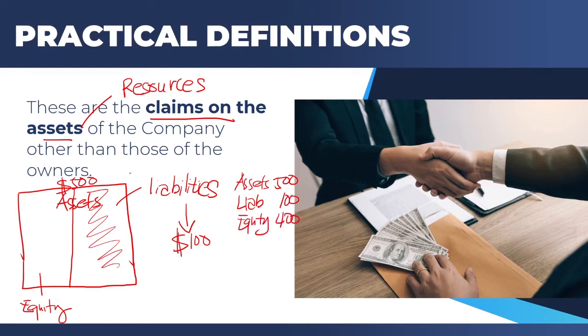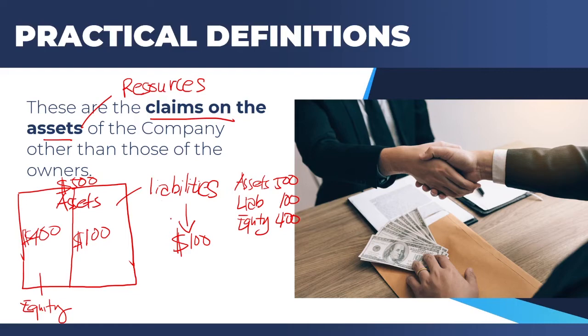So continuing with our illustration, we have 500 of assets split into 100 of liability and remaining 400 of equity. The equity we will be discussing in a future video, but I think it is very helpful to discuss them now because you will see that there's a difference between the assets and the liabilities. But you can worry about that later.